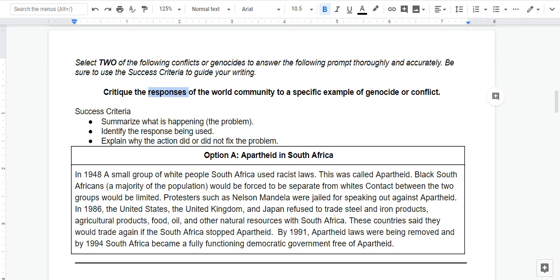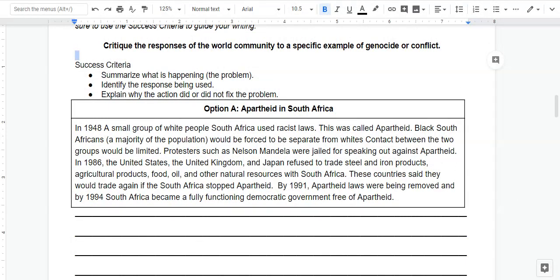So there's a genocide or conflict happening. Everybody's going to have some sort of response. Even doing nothing is a response. When we say world community, we mean other countries or groups of countries like the United Nations or the Arab League or the African Union. Okay.